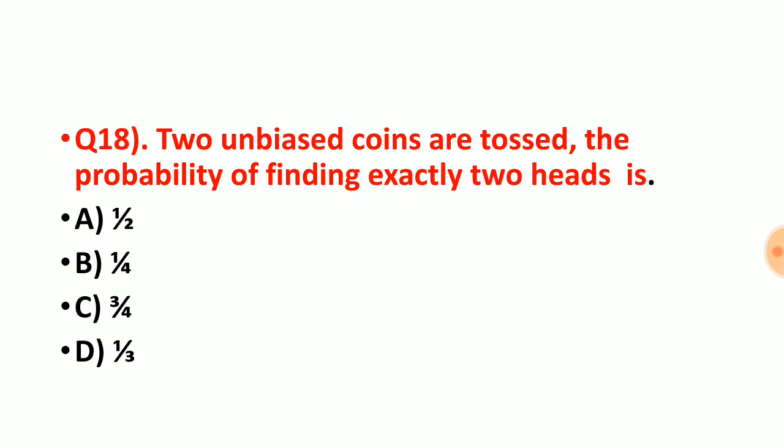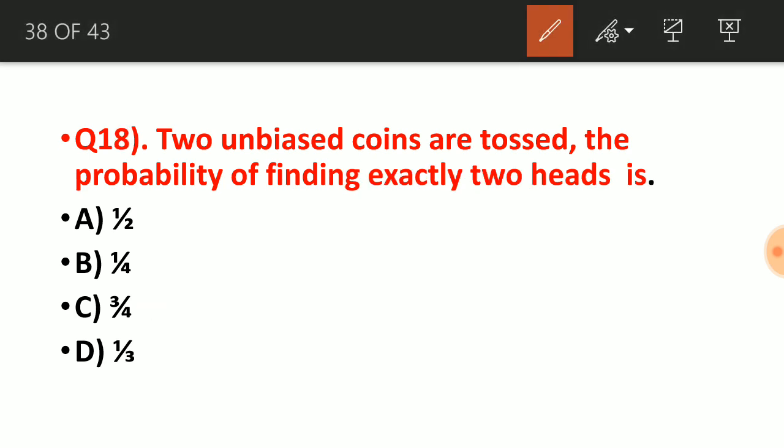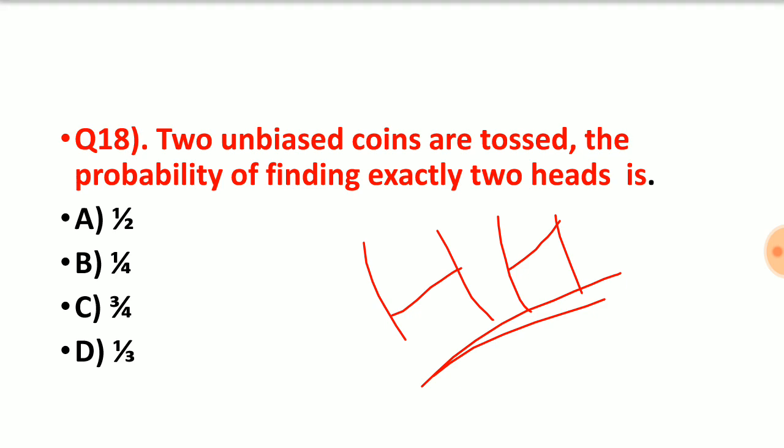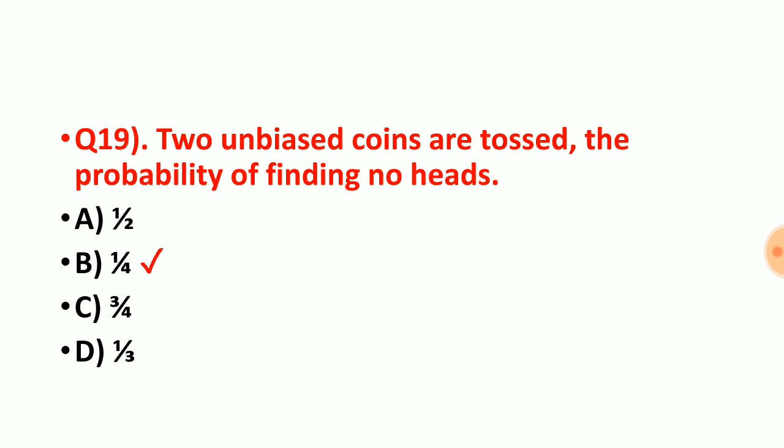Question number 18. 2 unbiased coins are tossed. What is the probability of finding exactly 2 heads? There is only one case of having exactly 2 heads. Out of 4 cases, H comma H is the exactly 2 heads case. So 1 by 4 is the correct answer for question number 18.